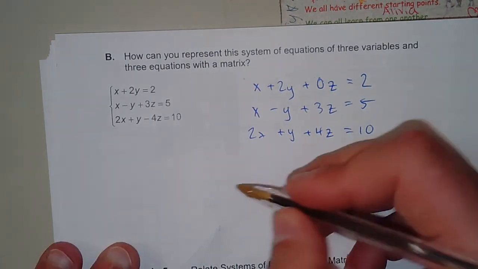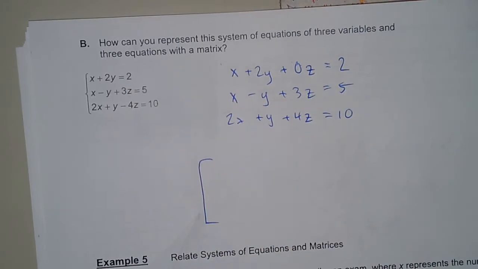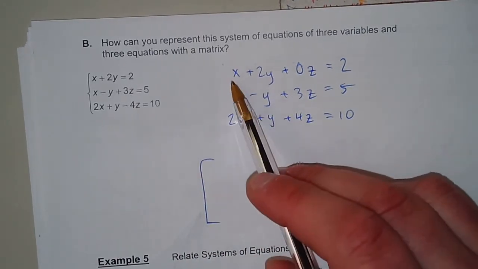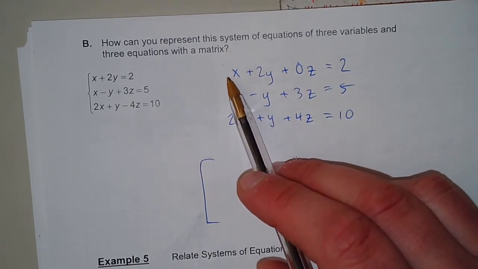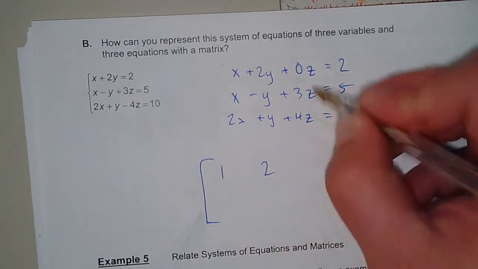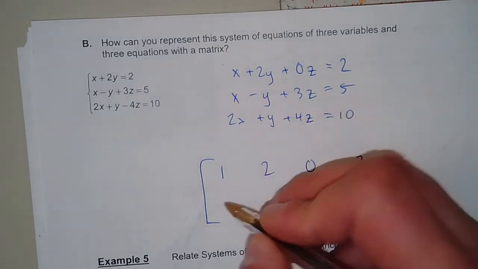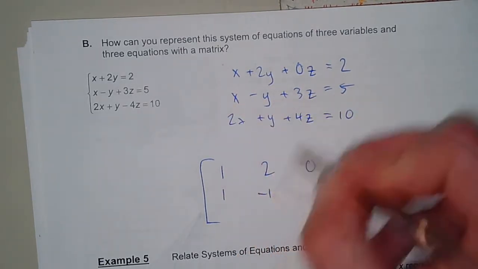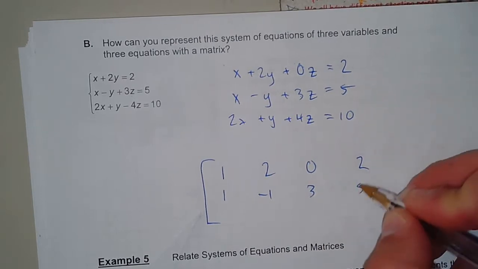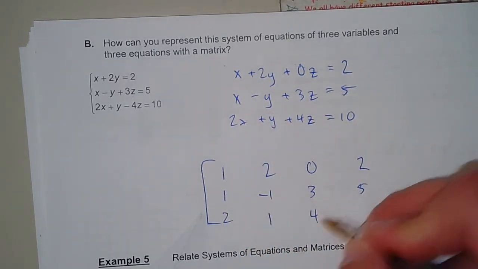The next step is write it as a matrix. Okay, so we're going to need 3 rows here. And it's just the coefficients. When you have a single variable, it does have a coefficient. It's a 1. So you got to go 1, 2, 0, 2. Next one's going to be 1, negative 1, 3, 5, and then 2, 1, 4, 10.